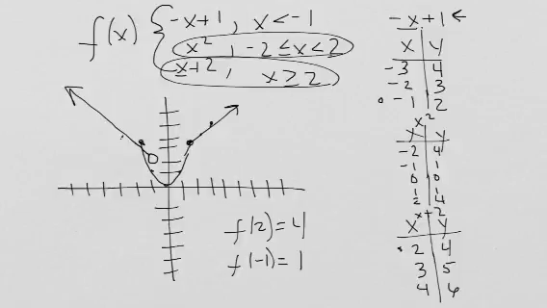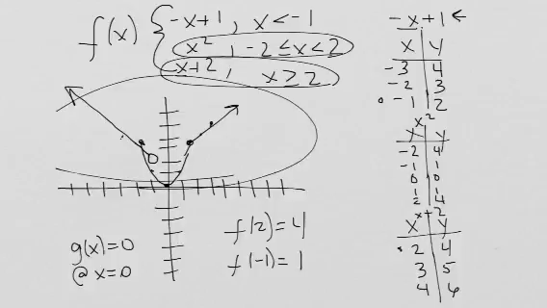3d is asking me for what x values does the function equal 0. There's only one place, and that is at 0, 0. So g of x equals 0 at x equals 0. 3e is asking me for what interval is x greater than 0, and that is everything. So g of x is greater than 0 from negative infinity to infinity.